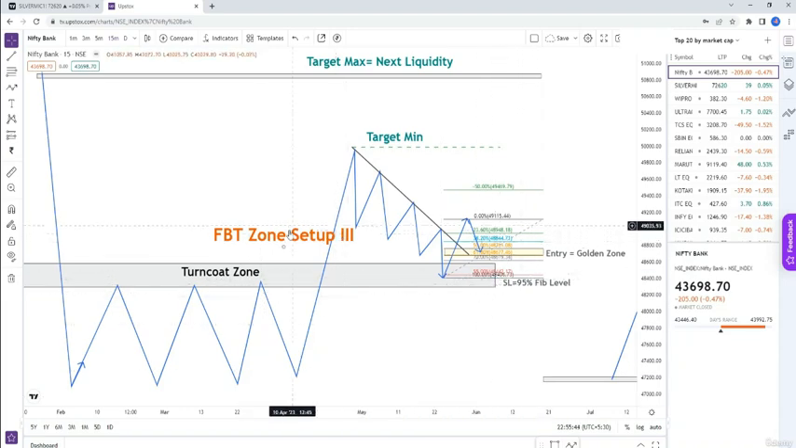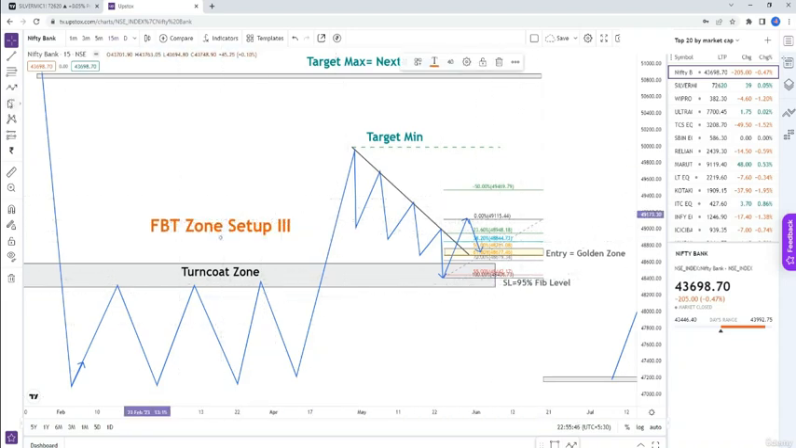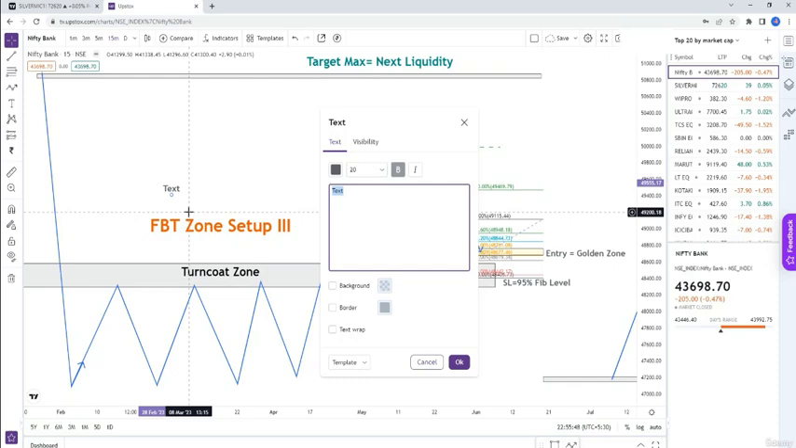And extreme risk reward. What is the beauty of this? Pros: extremely good risk reward. What is the cons? You might miss some trades.